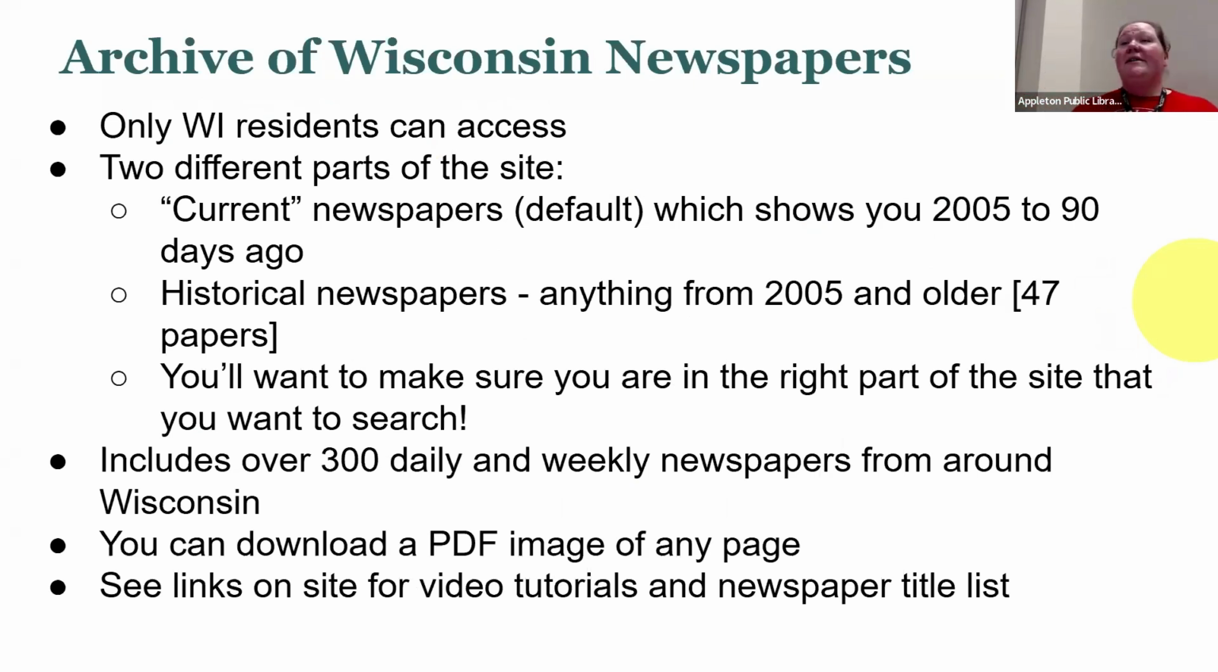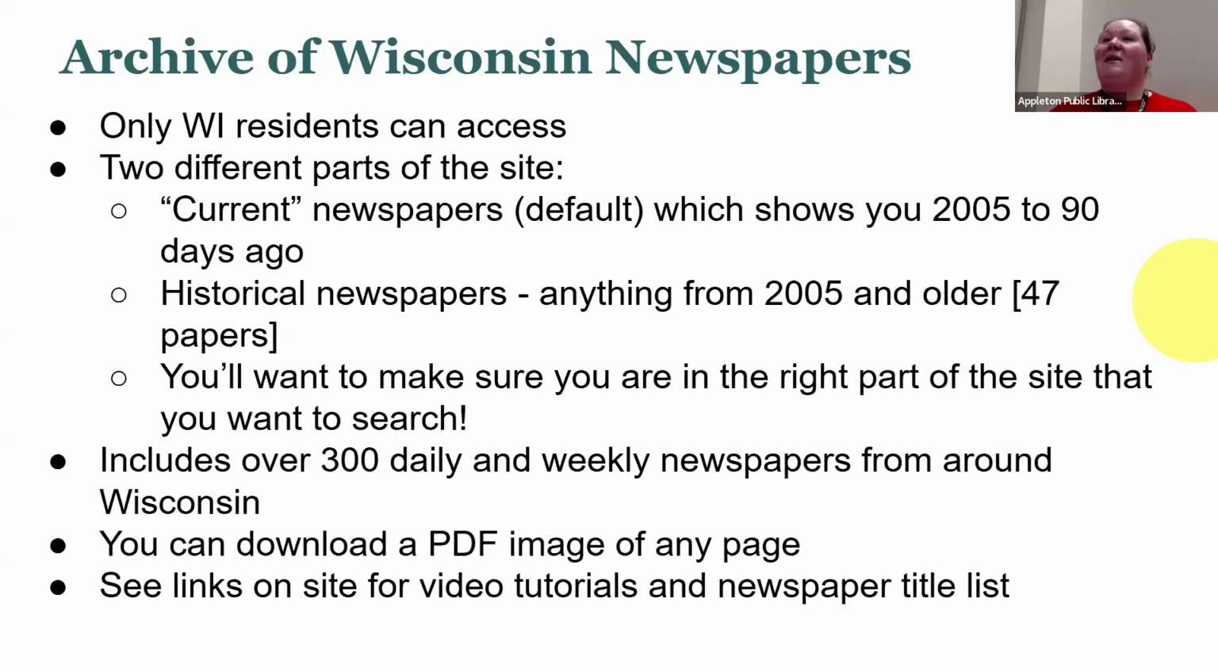There is two different parts of the site. So they have a current part of the site, which when you click on it, it's always defaulted as that current part, which shows you newspapers from 2005 to 90 days ago. And there's also a historical newspapers part, which includes anything older than 2005. So they've got about 47 newspapers in there at this point. Hopefully they'll add more, but that's what they've got. So you want to be sure that you're in the right part of the site that you want to search.